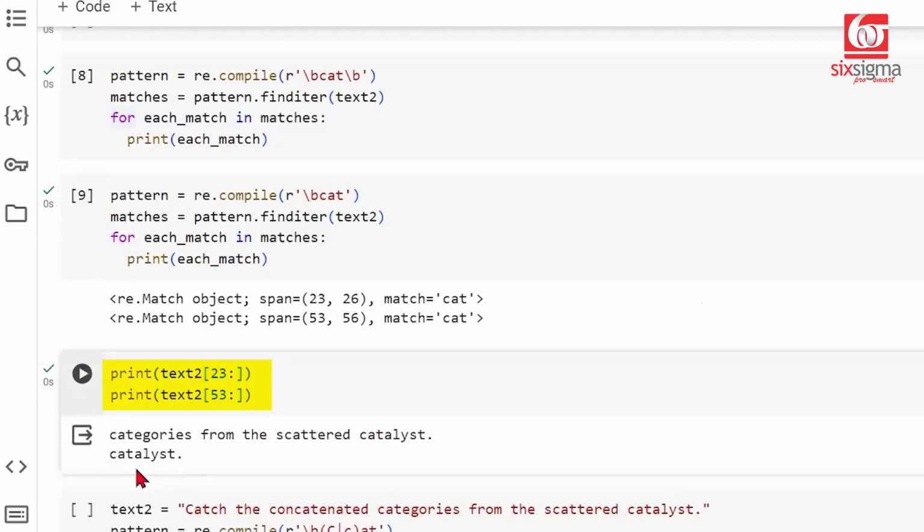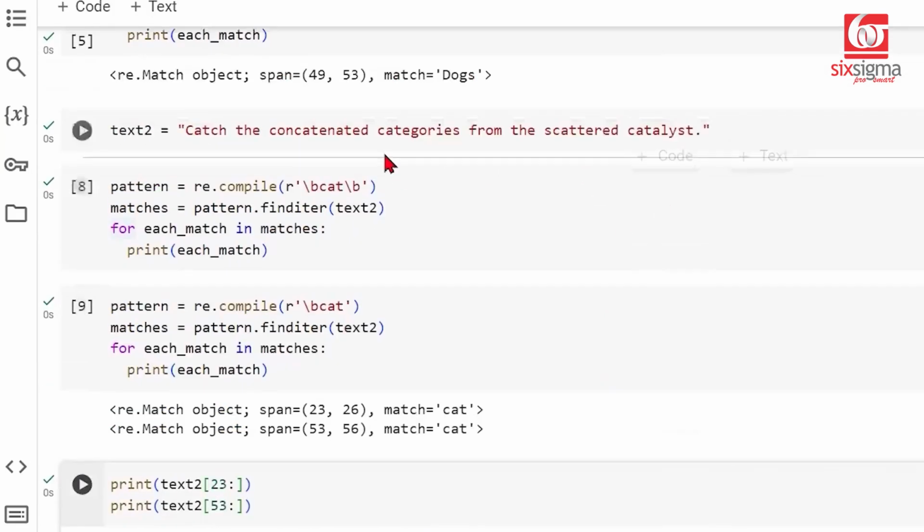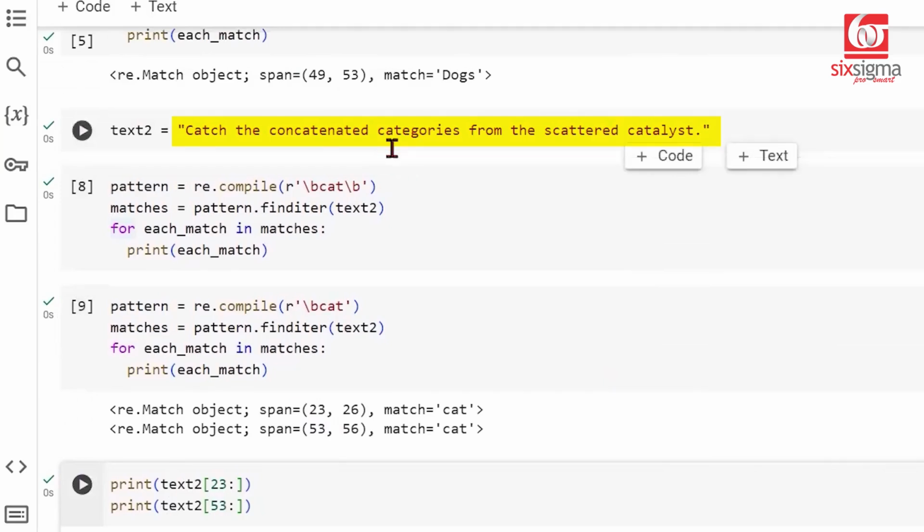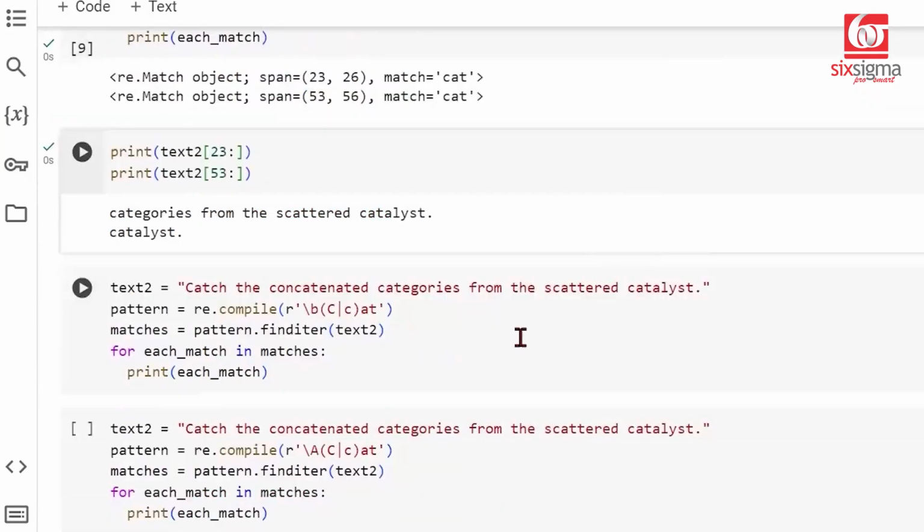You'll find out what kind of words have been captured here. So see, categories and catalyst. These are the words which essentially begin with the word boundary and then follow with a sequence. There's no restriction at the end. Let's say we try to make it optional. We say it begins with a word boundary and then starts with a lowercase or an uppercase C and has 'at' after that.